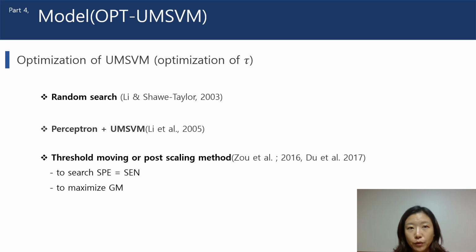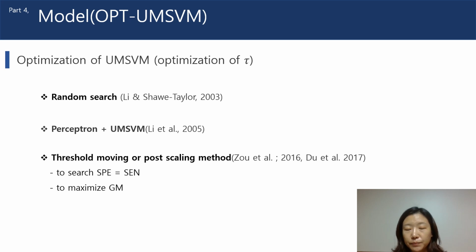To optimize tau, Lee and Taylor applied a random search technique. They selected tau among random real values between 0 and 1. They found that the optimal tau was somewhat related to the data imbalance ratio, but they could not define the functional relationship between them. Lee and Taylor tried the perceptron algorithm and UMSVM, but the perceptron can be applied only to linearly separable data.